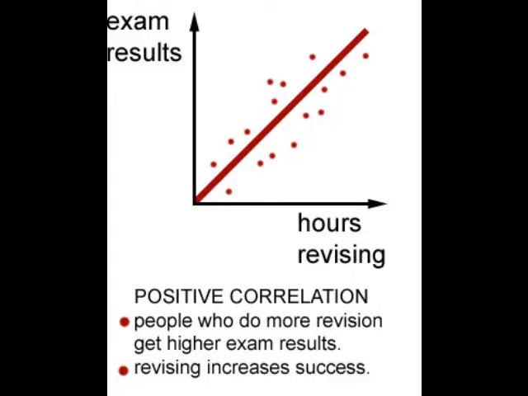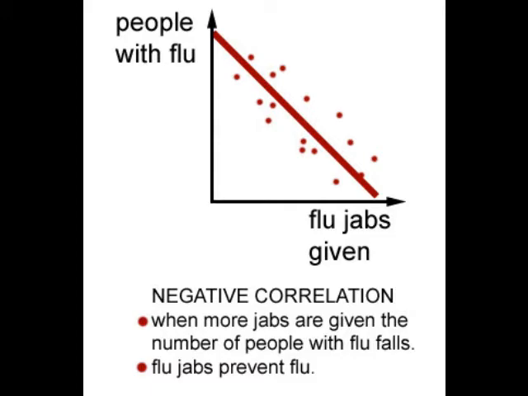Here's an example of a perfect positive correlation. Positive correlation is when the values increase together. Here's an example of a perfect negative correlation. Negative correlation is when one variable increases and the other variable decreases. Here's an example of a set of data with zero correlation. The values of a set of data with no correlation have no relationship with each other.